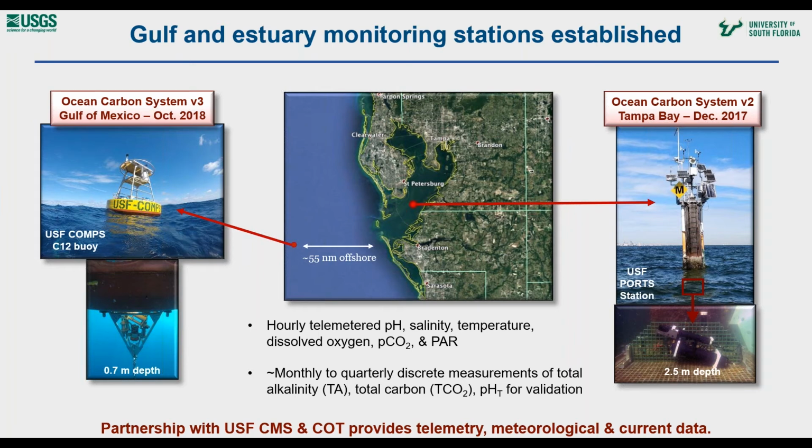And we placed a second package 55 miles offshore in the Gulf of Mexico on one of the USF COMPS buoys in October of 2018 as an offshore reference site. We collect hourly pH, salinity, temperature, dissolved oxygen, CO2, and light measurements from these sensors. And we visit these sensors approximately monthly to quarterly to collect discrete measurements of total alkalinity, total carbon, and pH for validation of our sensor data.